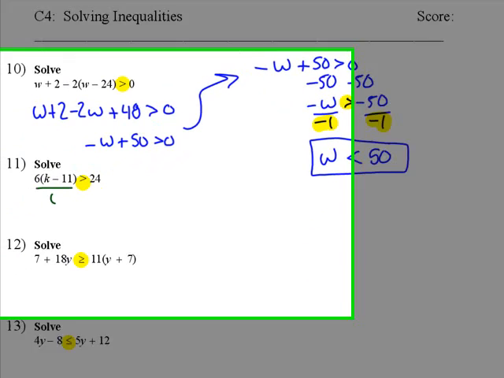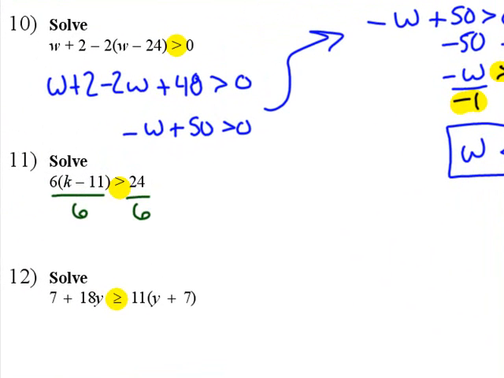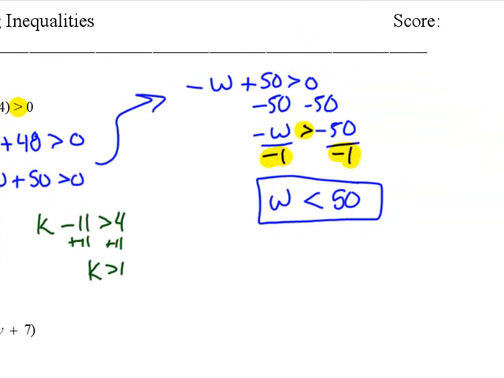Since 6 goes into 24 so nicely, let's just go ahead and divide both sides by 6. I've got k minus 11 is greater than 4. Let's add that 11, and we get k is greater than 15. That's nice to have a quick problem after that one that took us a little more work.